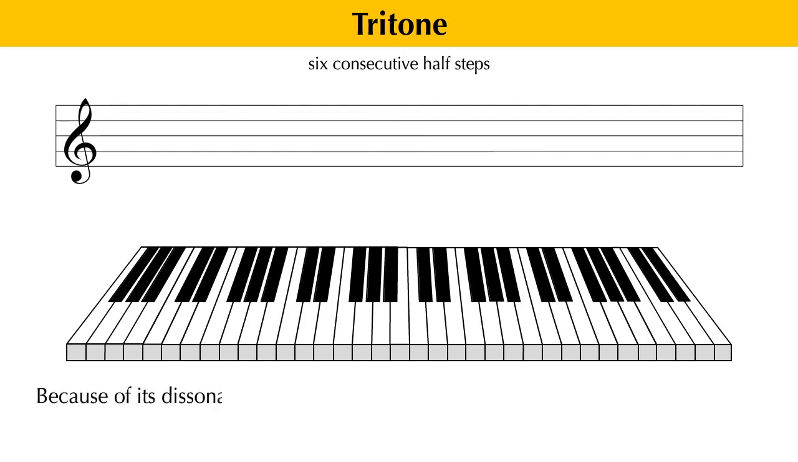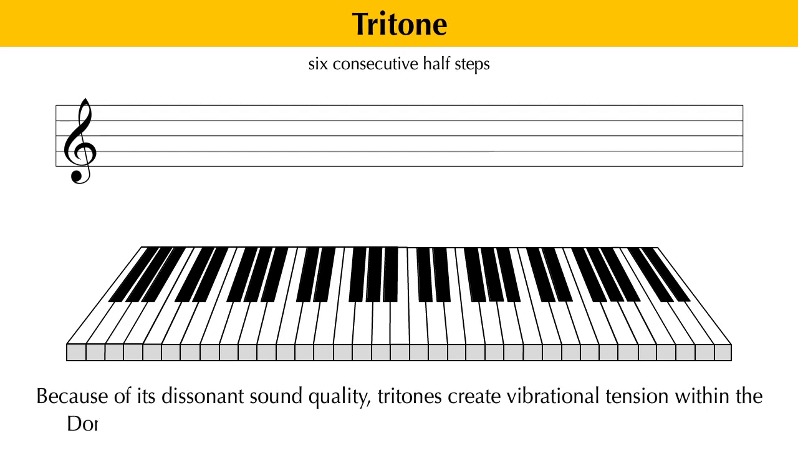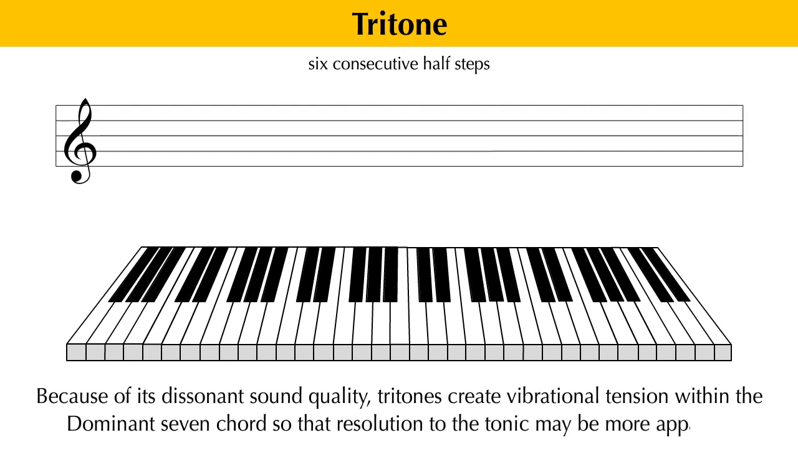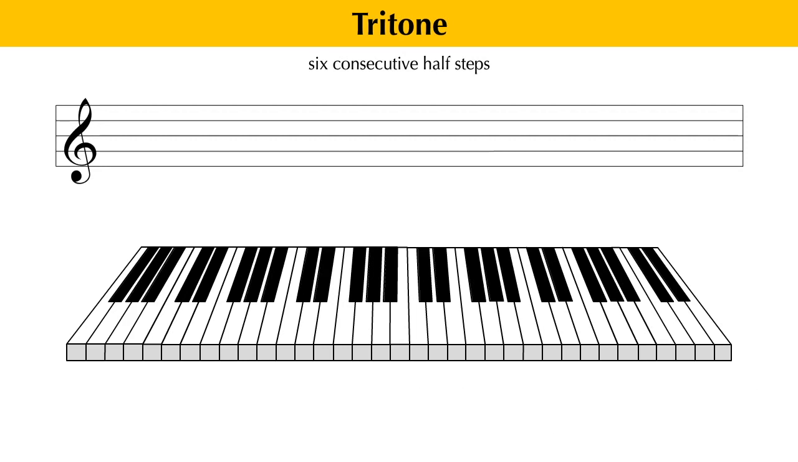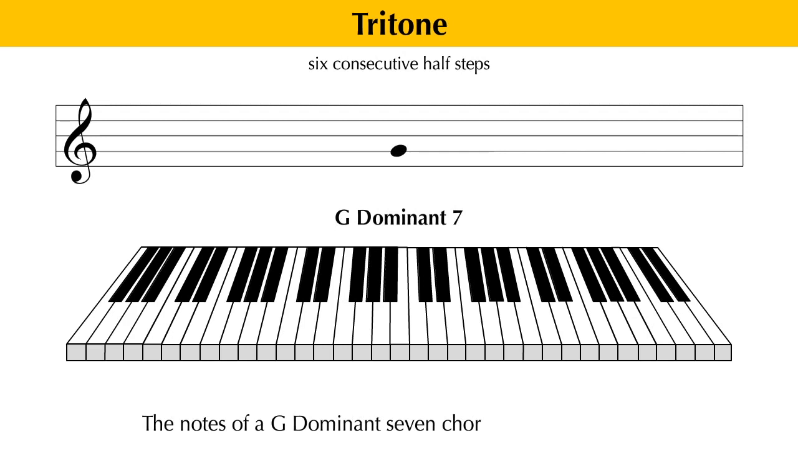Because of its dissonant sound quality, tritones create vibrational tension within the dominant 7 chord so that resolution to the tonic may be more apparent. For example, the notes of a G dominant 7 chord are G, B, D, and F.